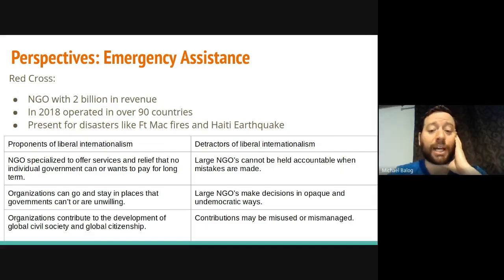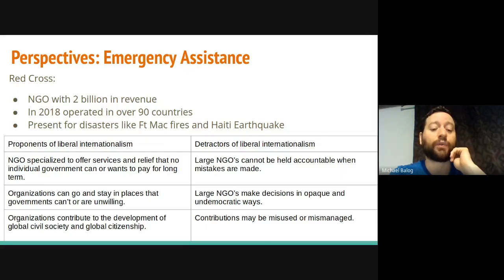All right. So detractors of liberal internationalism say, look, an NGO like the Red Cross is not a democratic organization. You can donate, and I guess you can kind of vote with your dollars, but once you give your money to an organization, there's no way to influence the decisions that it makes. And so it may make decisions in ways that are sort of opaque and not very clear. Now, proponents of liberal internationalism would say because of that, they're also not influenced in the same way that political leaders and governments are, and they can go into places where governments are not willing to.